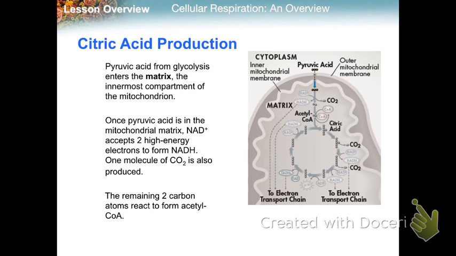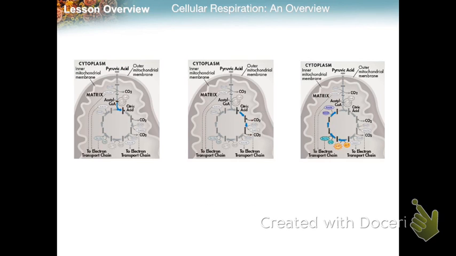Again, you don't have to memorize all of these different parts of the citric acid cycle, the Krebs cycle. I'm just going to point out some different overall things. So again, pyruvic acid from glycolysis goes into the matrix, which is the innermost compartment of the mitochondrion. And we're forming more NADH here. And we get our first molecule of carbon dioxide. And there's this intermediary molecule called acetyl-CoA that's formed as we're getting this process started.